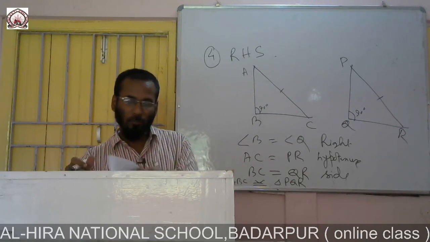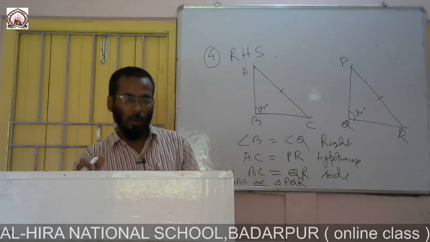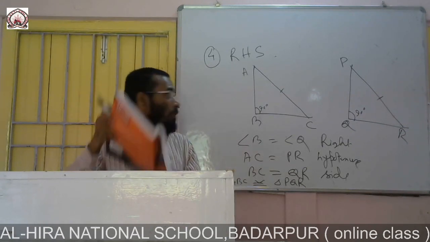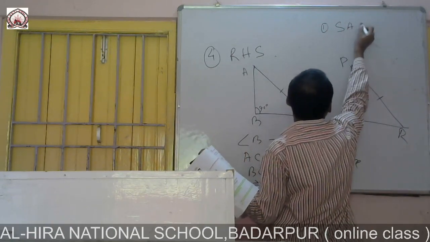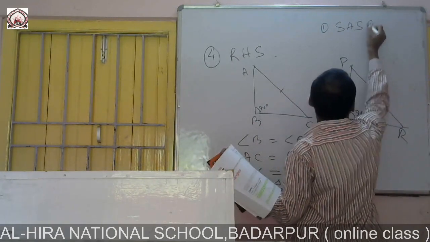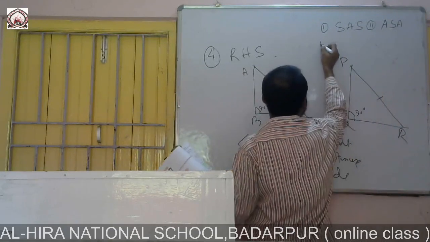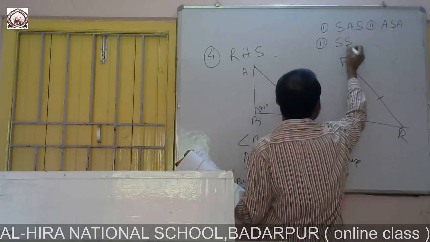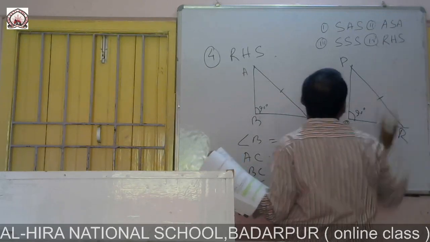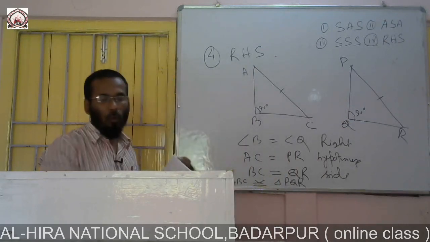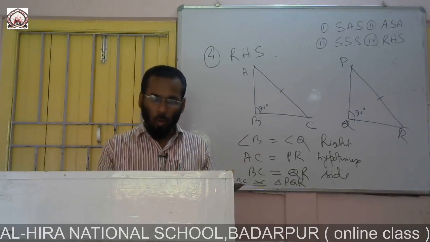These 4 conditions: number 1, again I am repeating, is side angle side. Number 2 is angle side angle. Number 3 is side side side. Number 4 is right angle hypotenuse side. These are the 4 criteria for saying two triangles are congruent.